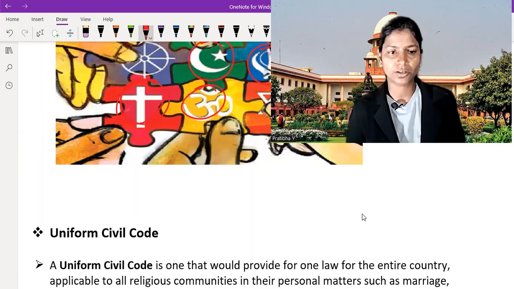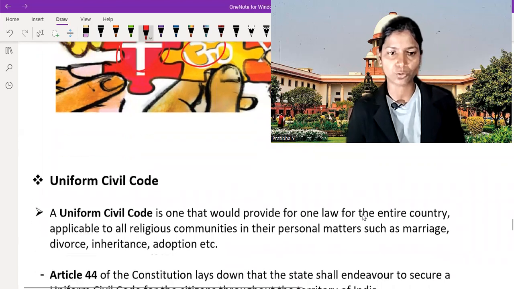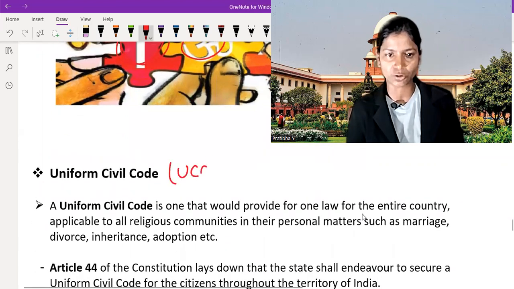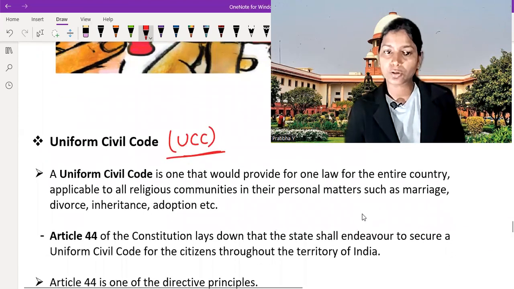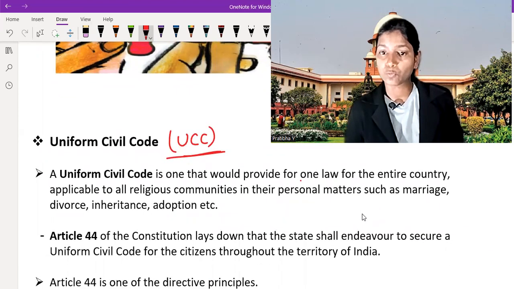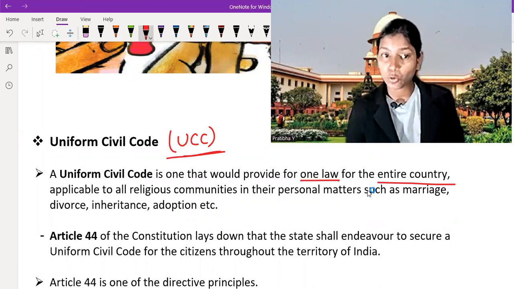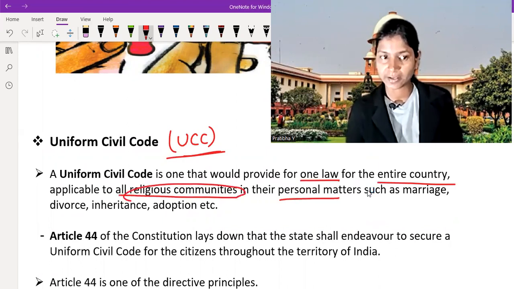Now let's move on to the next topic called Uniform Civil Code, or UCC. Simply we call it UCC. UCC is one that would provide for one law for the entire country, applicable to all religious communities in their personal matters such as marriage, divorce, inheritance, and adoption.